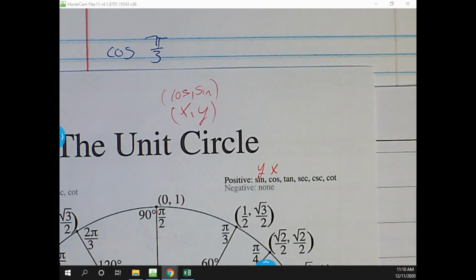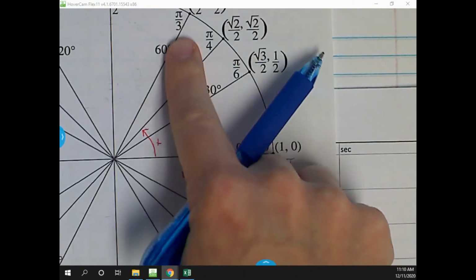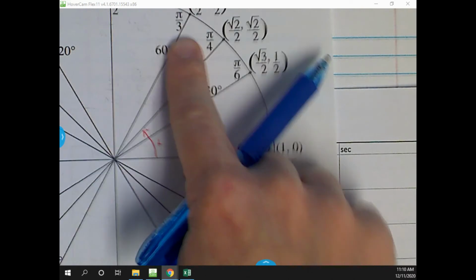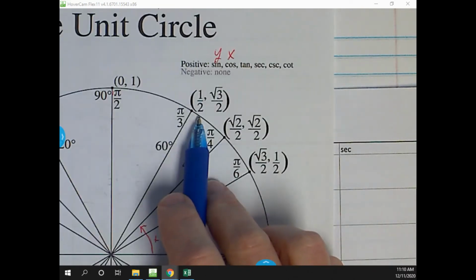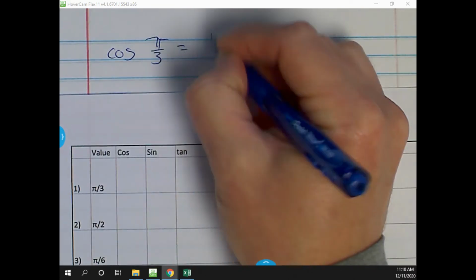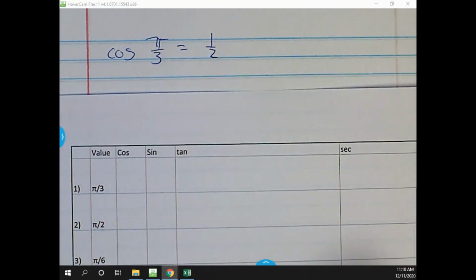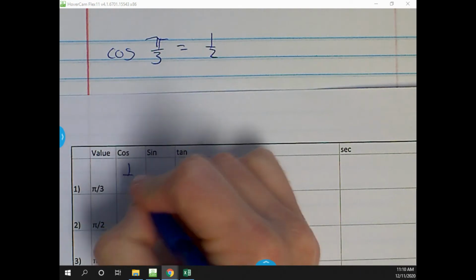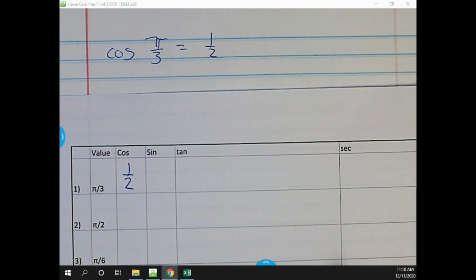So if I ask you to find cosine of pi over 3, here's all you have to do. On your unit circle, you find pi over 3. If I ask you to find the cosine, you tell me what the x value is. And that's all you have to do. Just tell me it's 1/2. So on our chart over here, we're going to put 1/2.